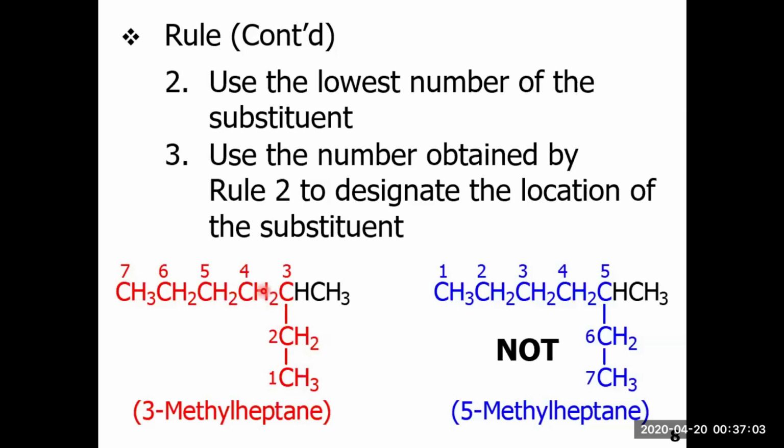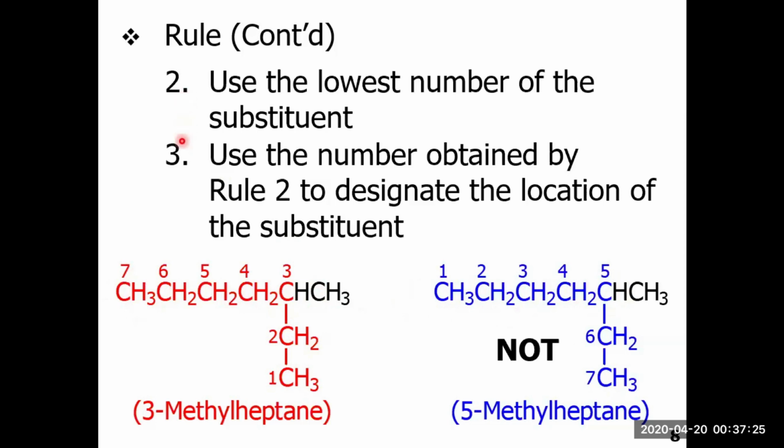For example, if we have this, if I number it as 1, 2, 3, 4, 5, 6, 7, then the first branch point is at carbon number 3. However, if I number it in this manner, let's say 1, 2, 3, 4, 5, 6, 7, I would notice that my first branch point occurs at carbon number 5.